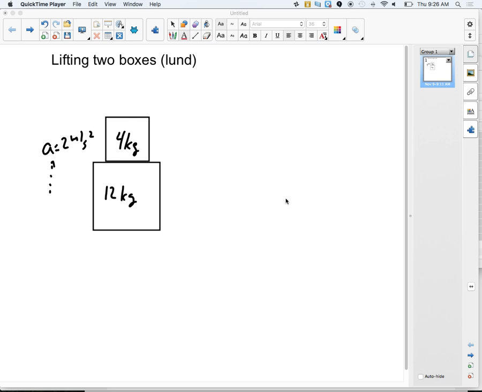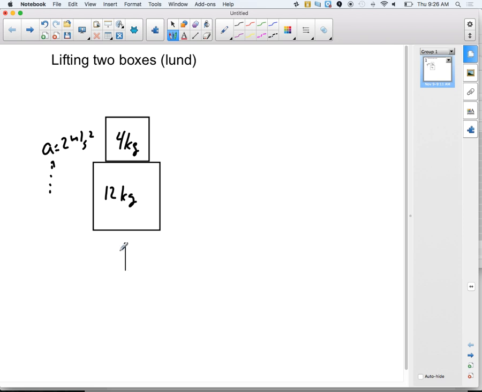So the idea here is that I've got a 12 kilogram box and a 4 kilogram box. I know that the boxes are accelerating upward at 2 meters per second squared. So the question is, first of all, what lifting force is required? And then I'm going to ask you about the forces between the two boxes.